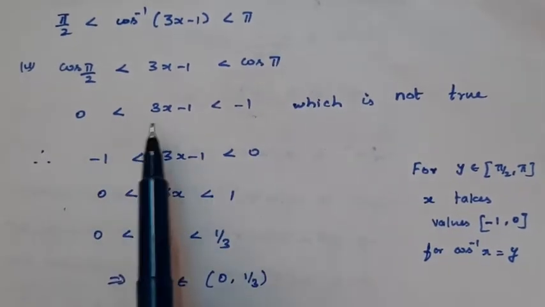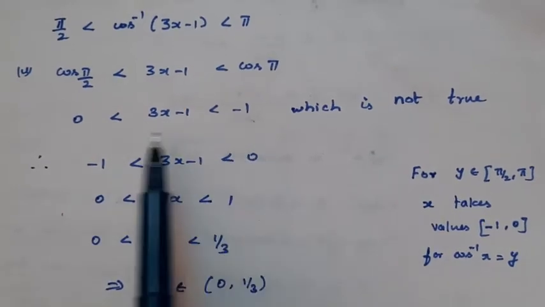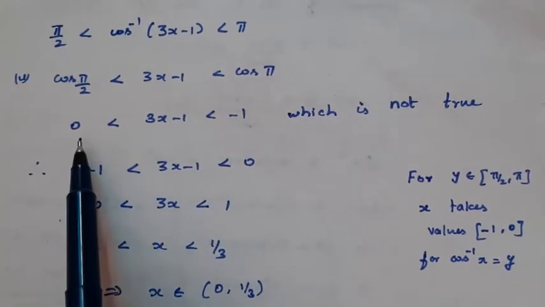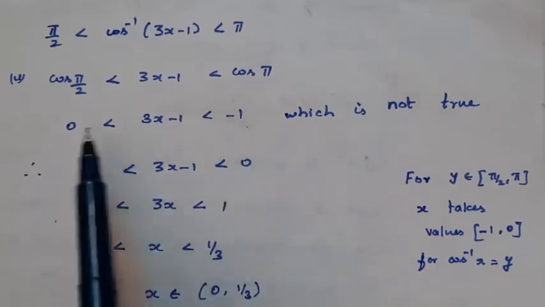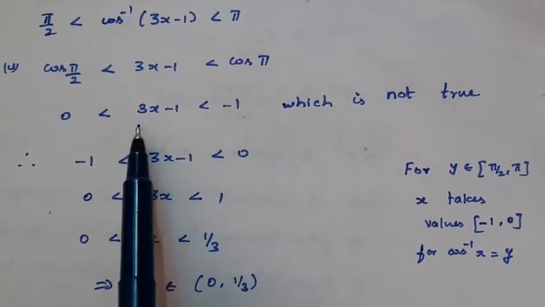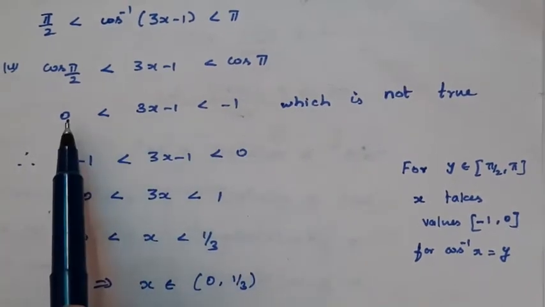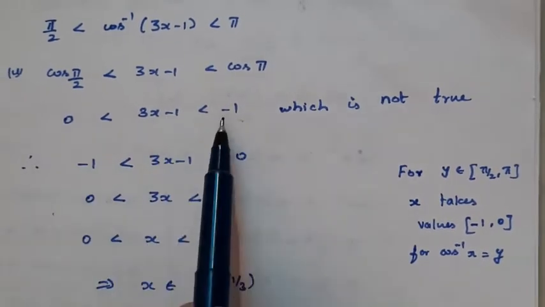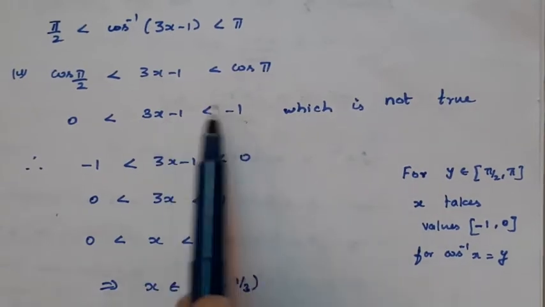So 0 less than 3x minus 1 less than minus 1. But this is not true, because minus 1 is not greater than 0 and 0 is not less than minus 1. So there won't be any value which lies above 0 and below minus 1. So this is not true.